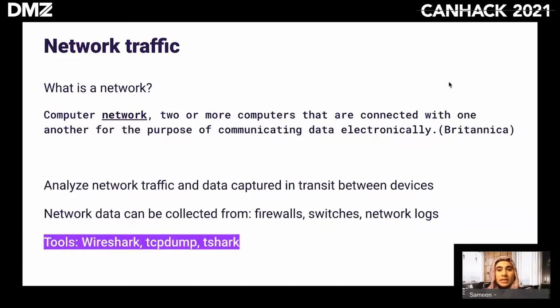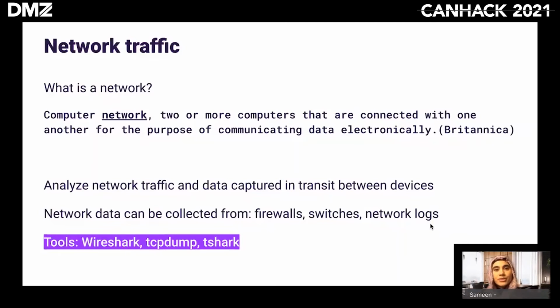And if there was anything suspicious that happened, I could later take a look at it and analyze and see what's going on. So network data can be collected from firewalls, switches, network logs, routers. And some tools that we can use to analyze network traffic are Wireshark, tcpdump, and Tshark. So last time we used Wireshark to demonstrate these problems. If you can get Wireshark, then by all means, download it. It's a great tool.